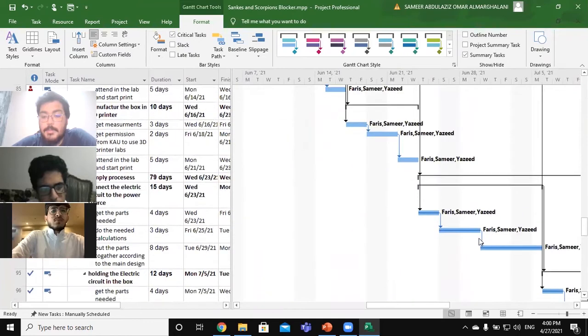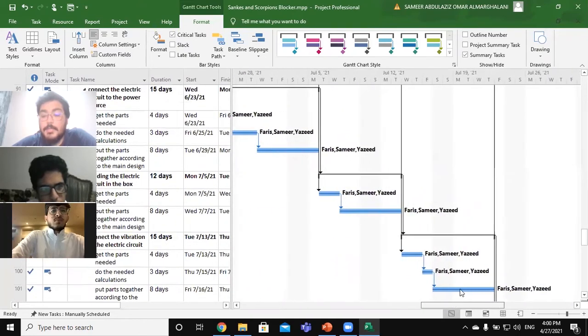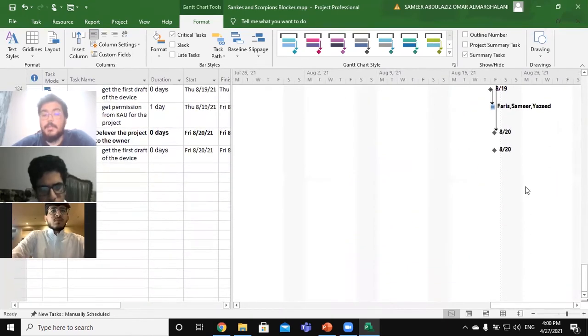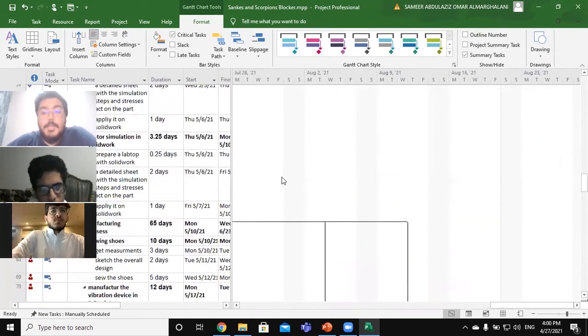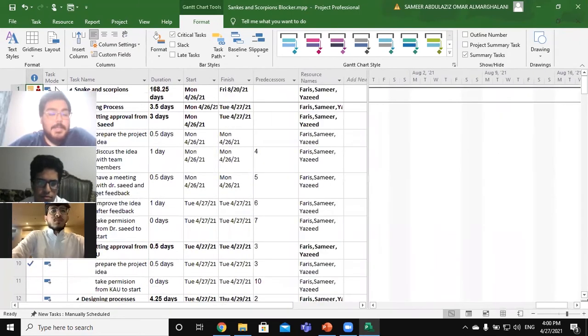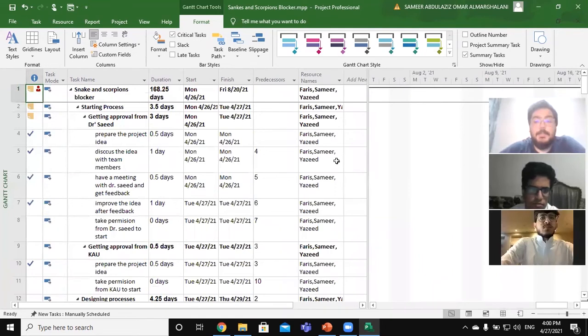Okay, this is our agenda chart for this project, until the closing. The project charter is basically a chart that represents the timeline for your project, the tasks that you have, the predecessors for each task, and the duration of your project.